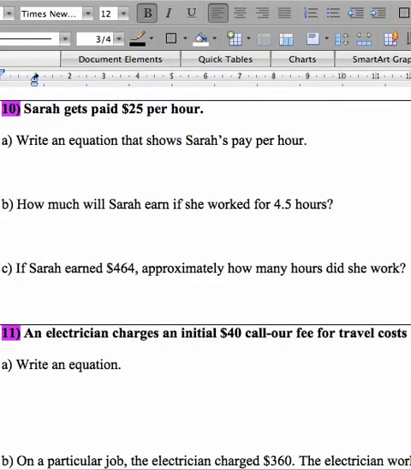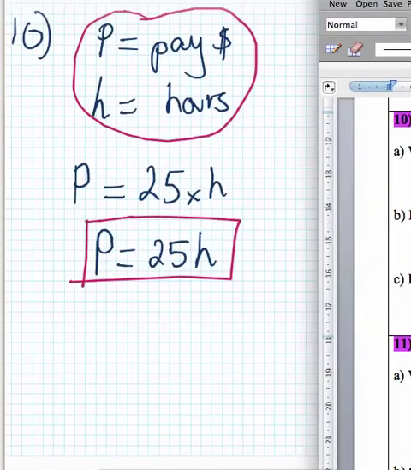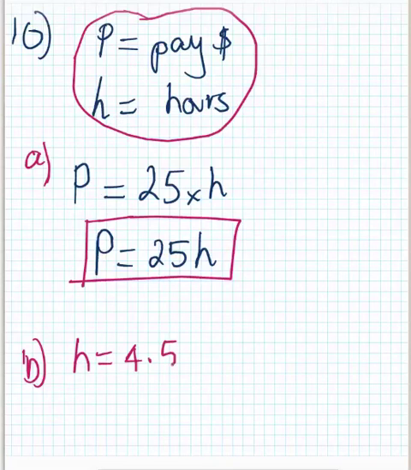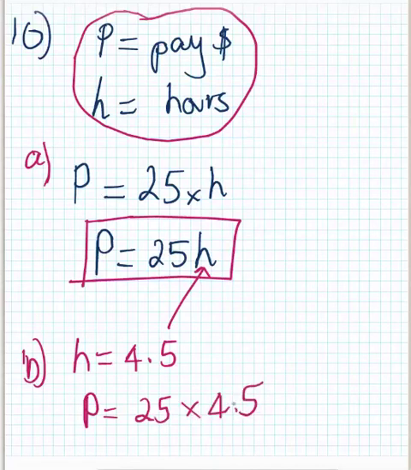B says, how much will Sarah earn if she worked 4.5 hours? So hours, or H, is equal to 4.5. Substitute it into the equation for H. So P will equal 25 times 4.5. And if you're in a hurry, your calculator can do the rest. So 25 times 4.5 is 112.5. So I'll just put it up here.